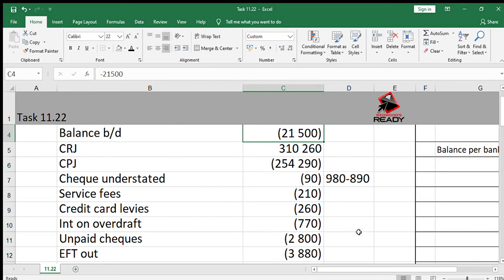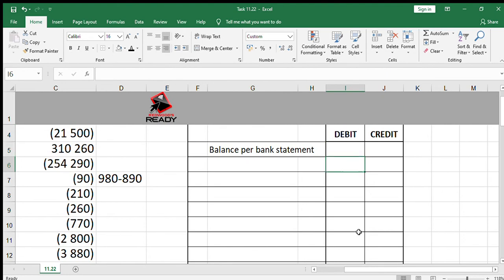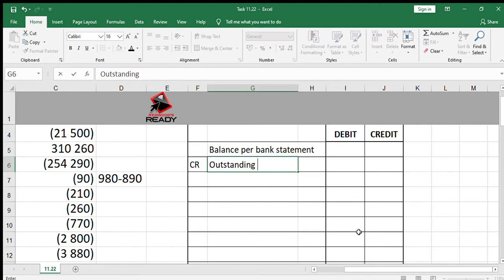Then we have the next bit of information. The following appeared in the cash journals only. A deposit of 3420. So this appeared in the CRJ but did not appear on the bank statement. So that means it will be on the bank recon. This is an outstanding deposit, so we're going to credit it in the credit column, 3420.